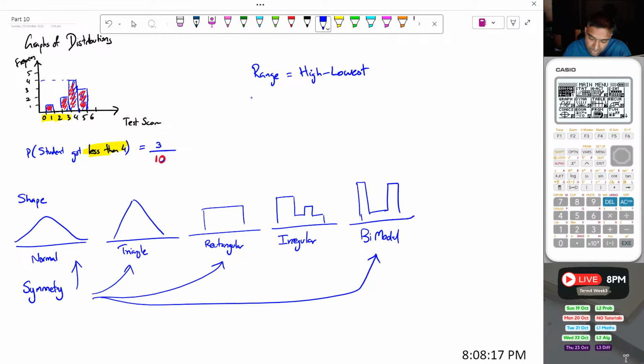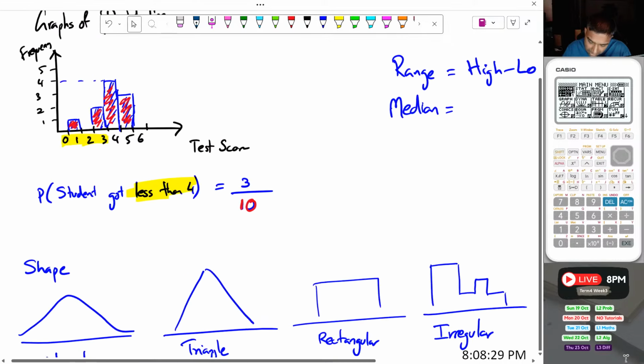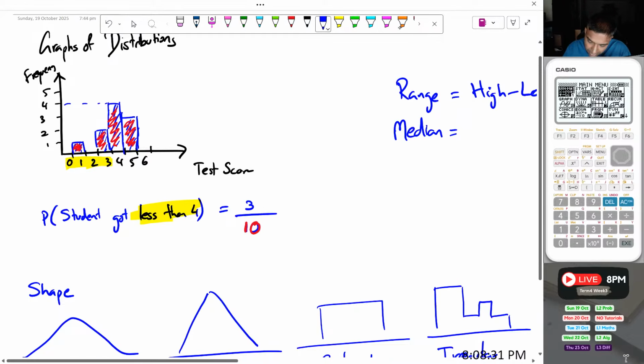Your median is really important. In this case, I've got 10 numbers. So if I want to find the median, that's going to be between the 5th and the 6th. So there's 1, 2, 3, 4, 5, and 6. The median is going to be between those, which in this case is equal to 4.